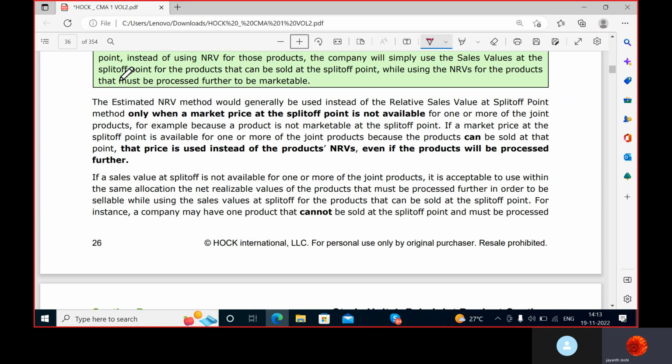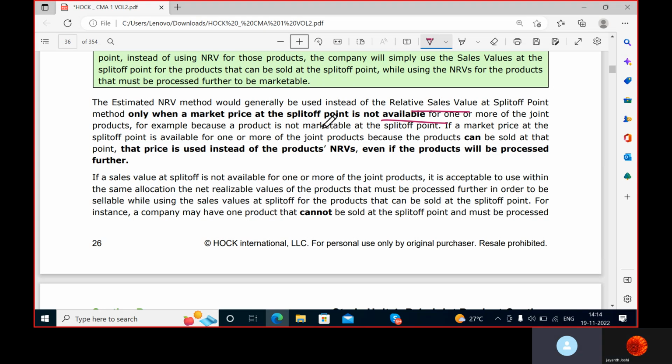Estimated NRV method would generally be used only when market price at split off point is not available for one or more of the joint products. For example, sometimes you get some joint products, but those are not marketable. Always you won't get the market price of everything, correct? So if market price at the split off point is available for one or more of the joint products because the product can be sold at that point, that price is used instead of the product's NRV, even if the product will be processed further. So if market values are available, then okay. If not, then you can estimate the price and you can use the NRV method, correct?